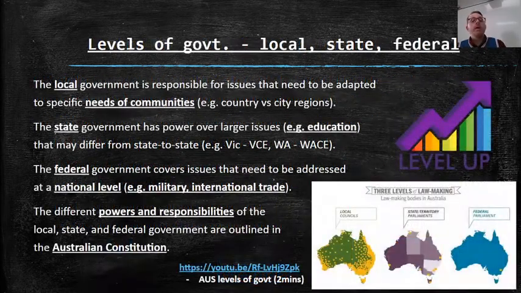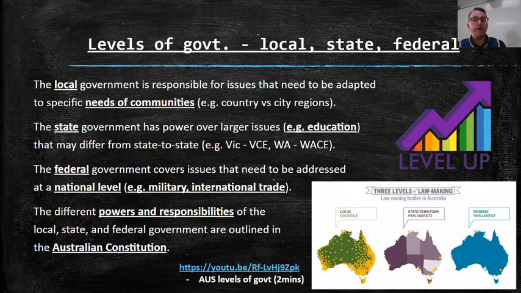So, the local government, looking at our first level of government in Australia, is responsible for issues that need to be adapted to the specific needs of communities. So for example, a country council or local government is dealing with different problems, different issues than a city one. So you want a local government to deal with things that they know what they're doing, they know the people, they know the problems, so they can fix it better.